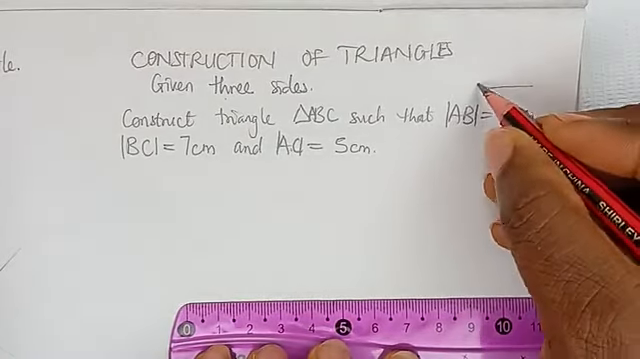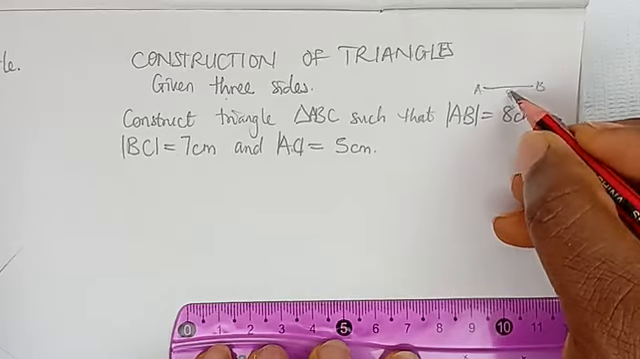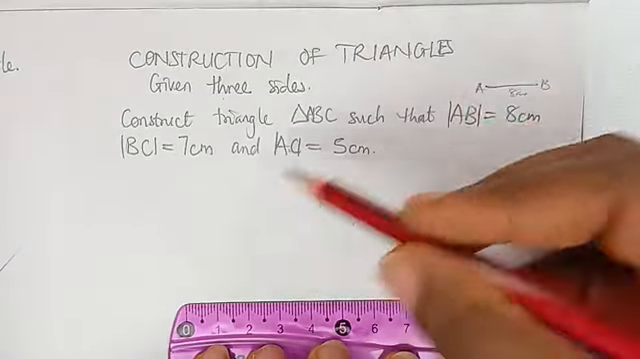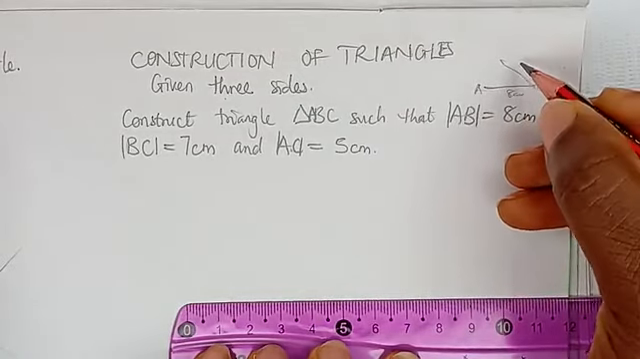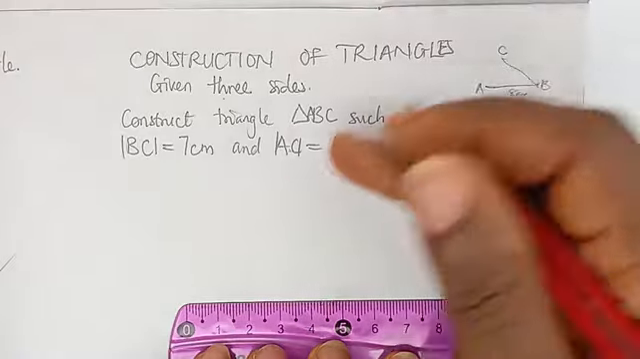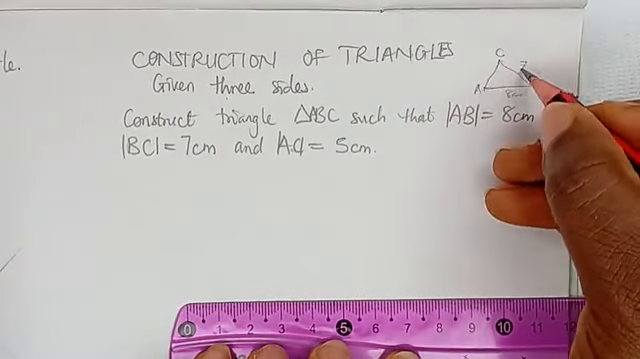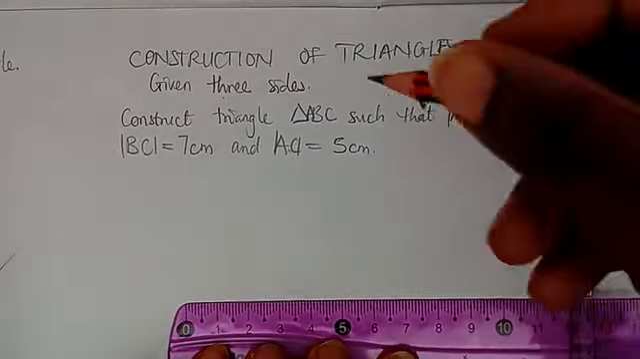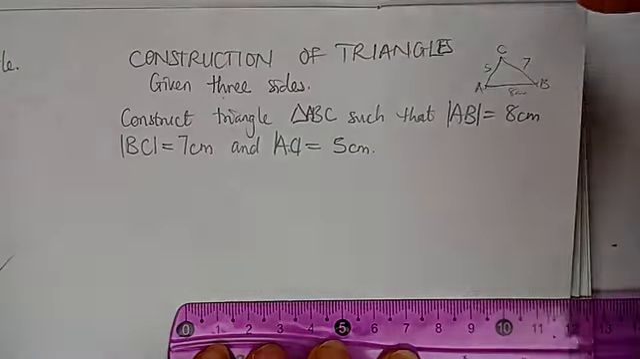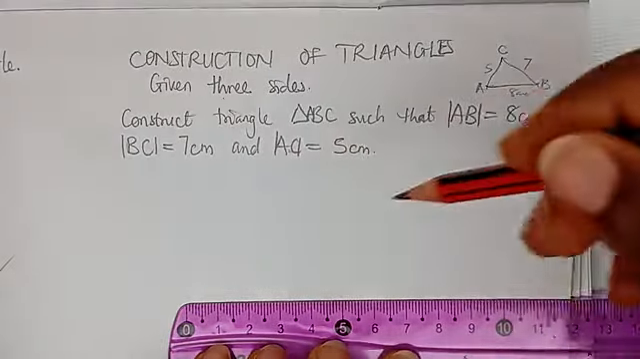So we start from the base AB, which is 8 cm, and then we have BC, so B to a point C should be 7 cm. And then AC is 5 cm. So this is the 7, this is the 5. This is how the triangle is going to look. So we are now going to pattern it after this sketch.